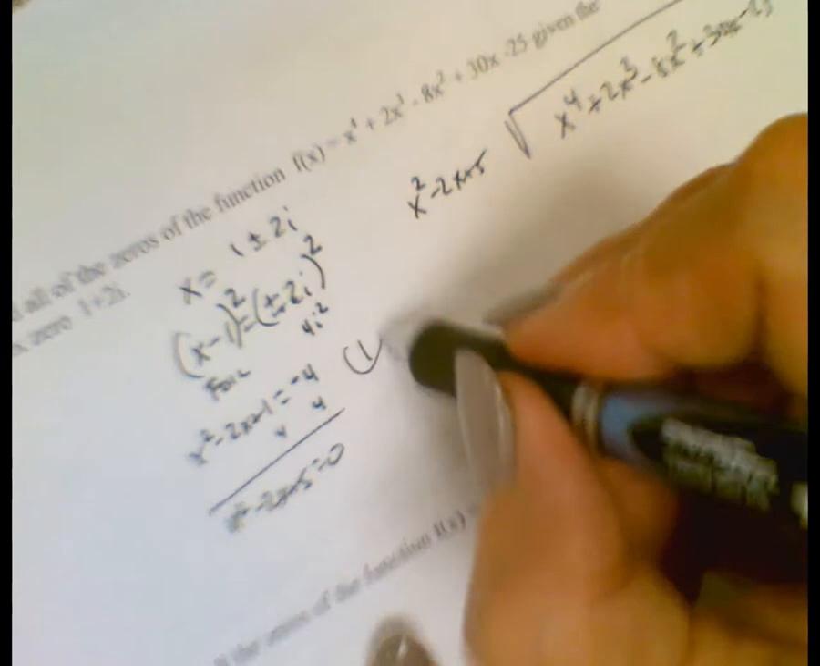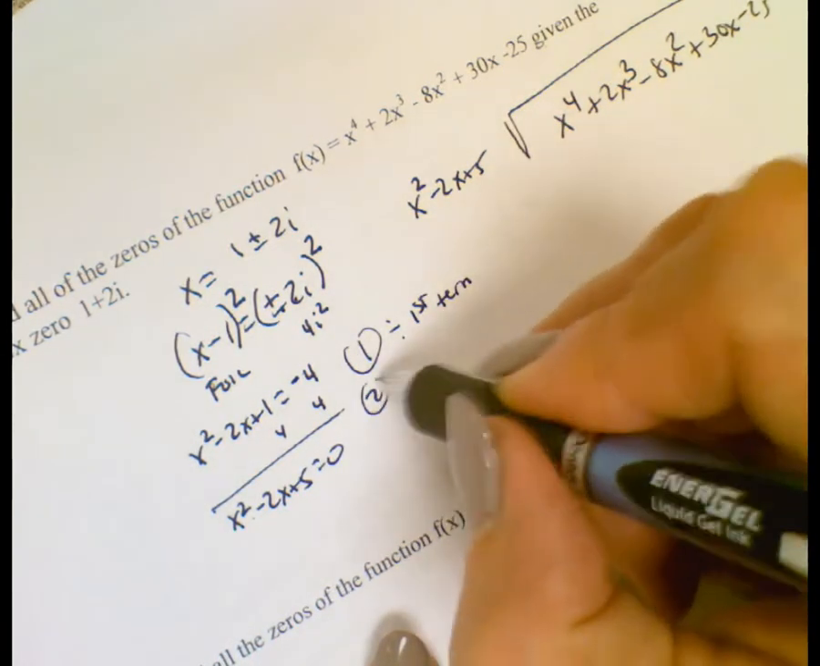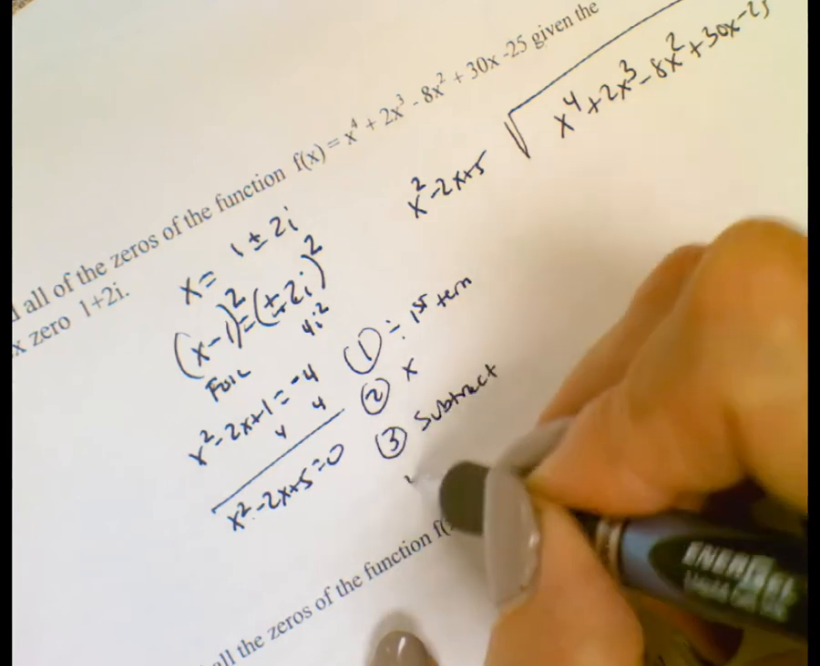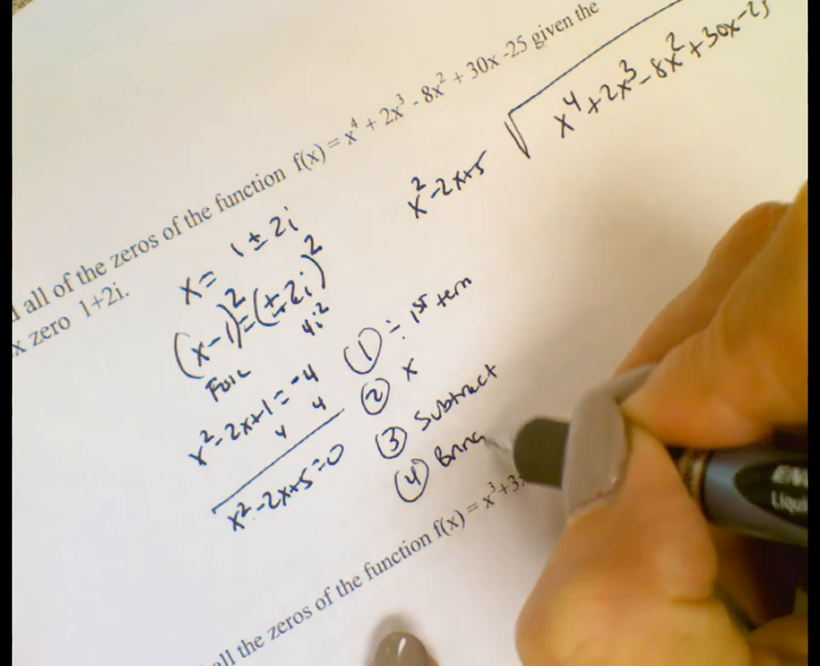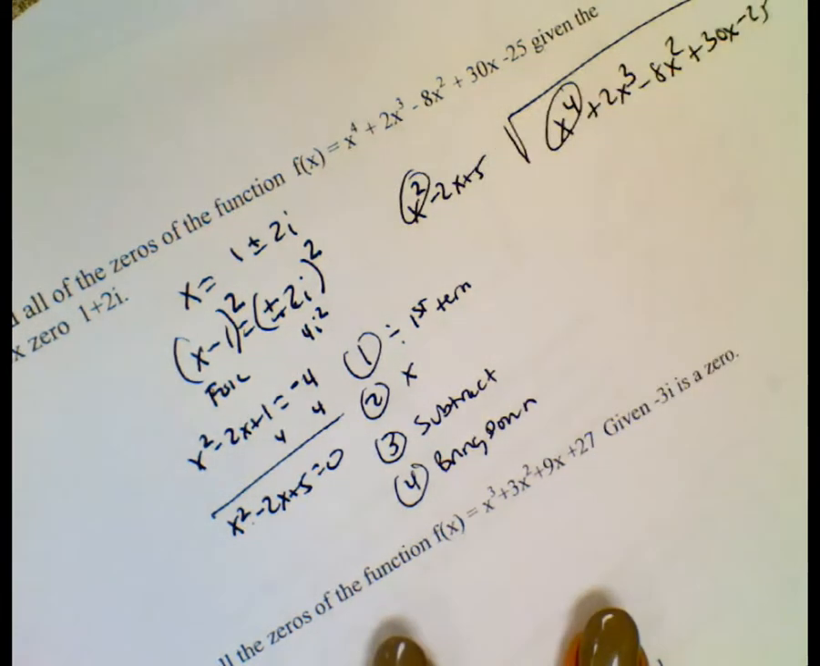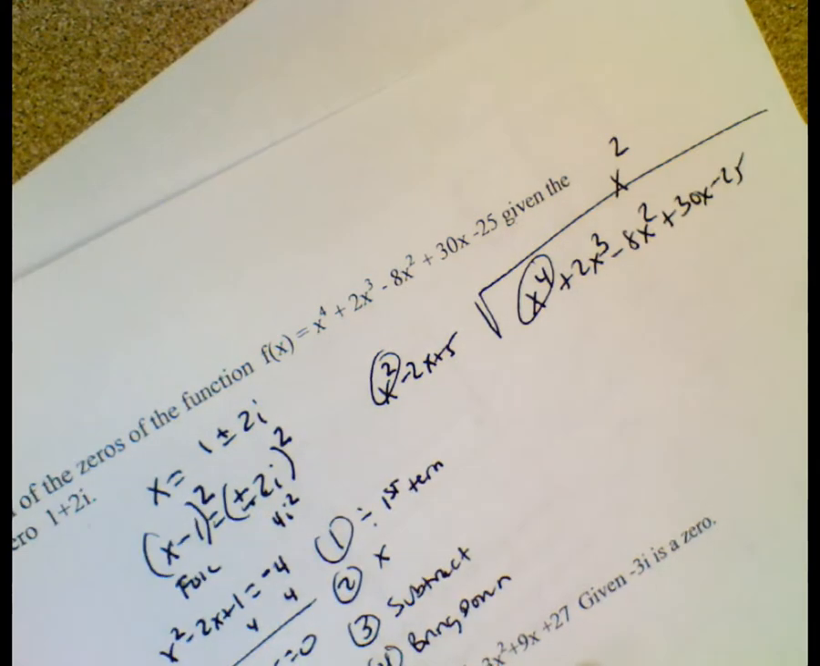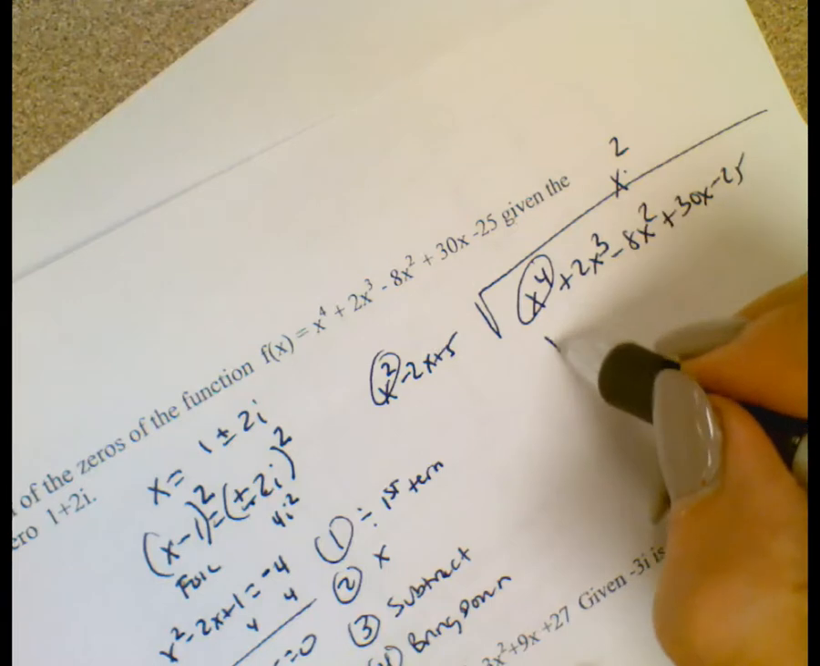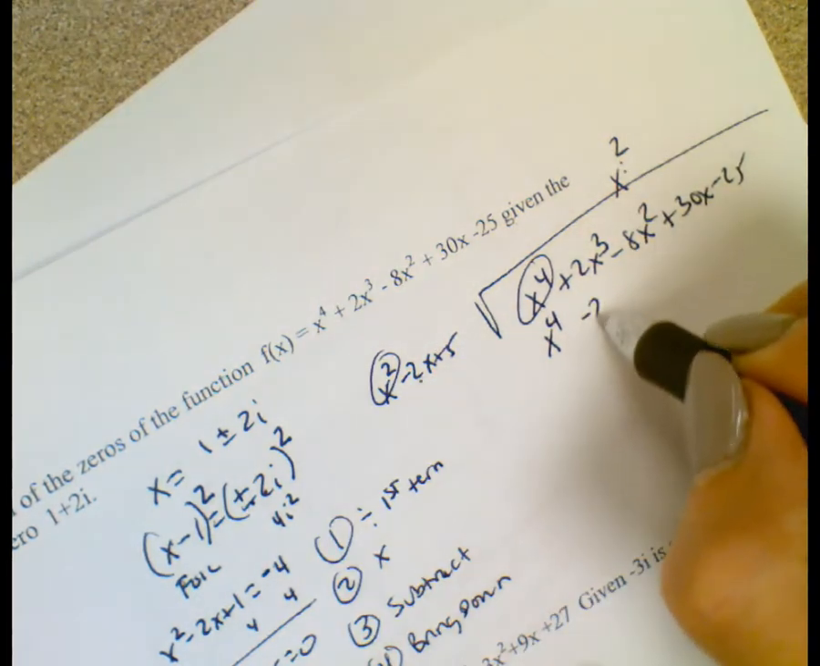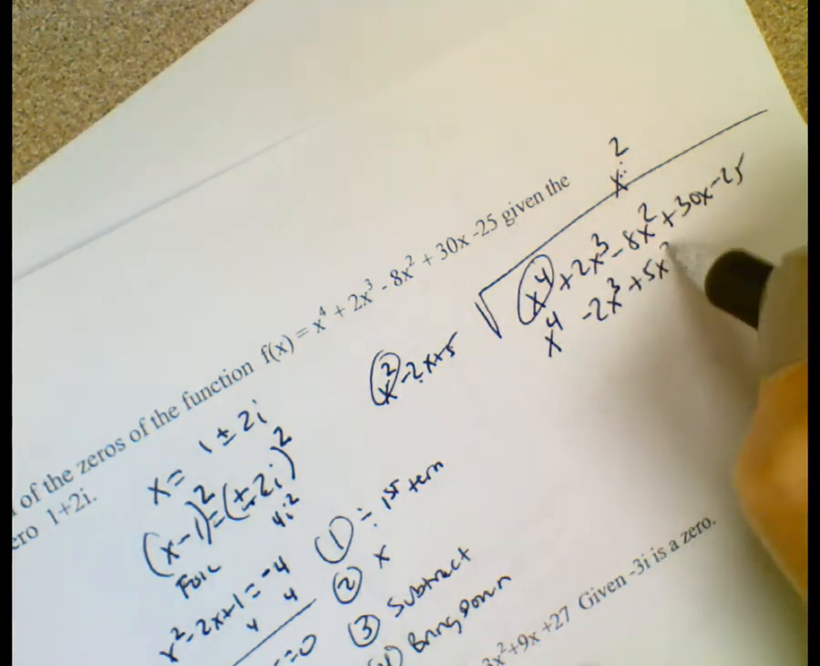Your steps are divide first terms, then multiply, then subtract, then bring down. So we're going to divide the first terms. What's x to the fourth divided by x to the second? The answer to that is x to the second. So then we take x to the second times x to the second and get x to the fourth. x to the second times negative 2x is negative 2x to the third. And x to the second times 5 is 5x squared.